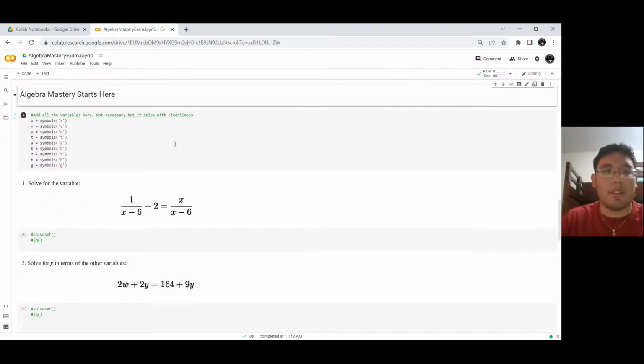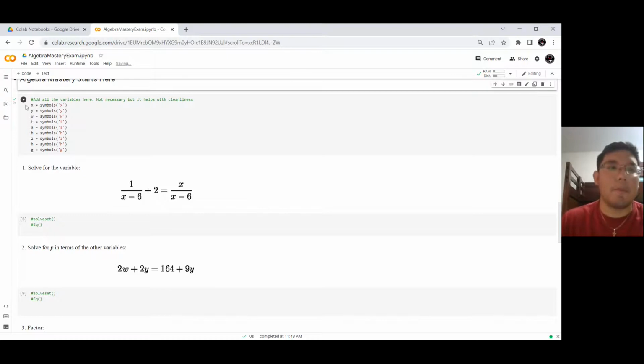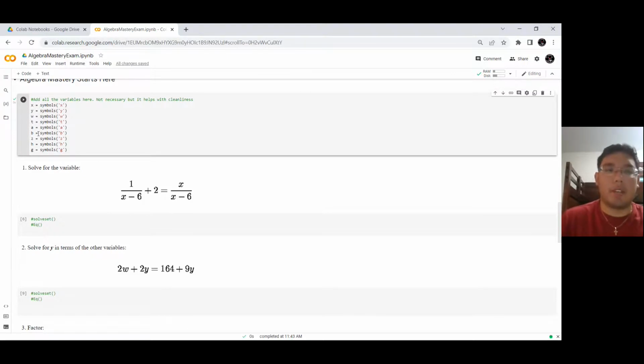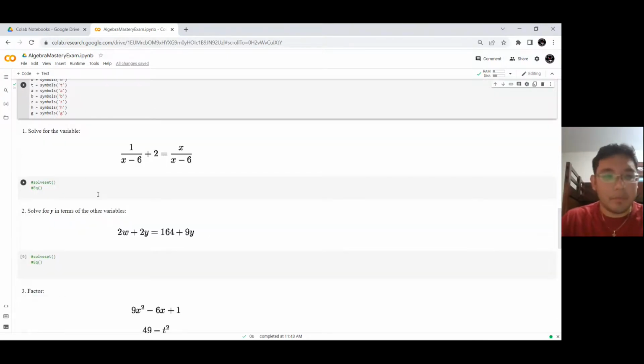So let's jump into the mastery exam. First, I decided to write all the symbols or all the variables that I might be using in the mastery exam. This is just for the sake of cleanliness and for me not having to retype everything over and over again. This is up to you. This is just a way that I like to organize things.